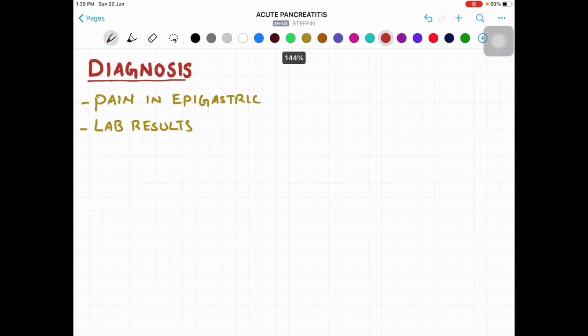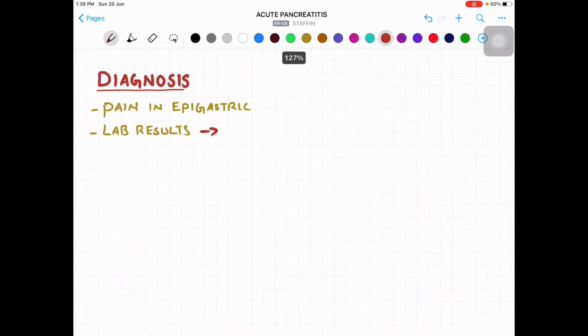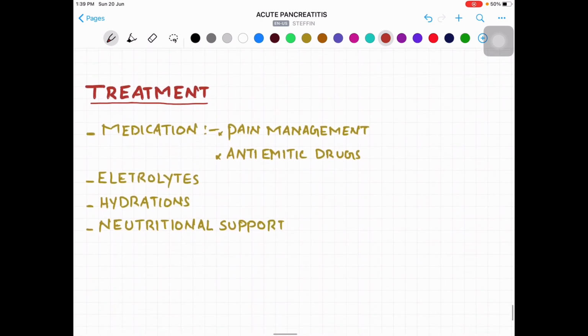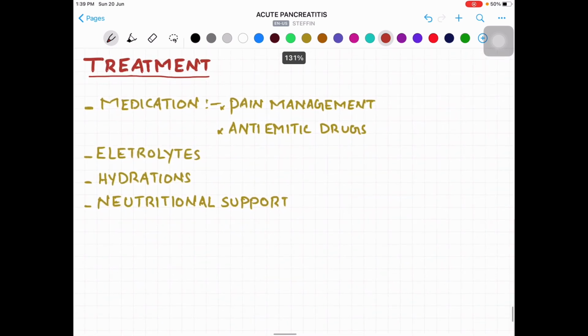The diagnosis includes pain in the epigastric region, and also with the lab results we can diagnose. They are increased serum amylase and increased serum lipase. Lipase is more specific. That's about diagnosis. And let's see the treatment of acute pancreatitis.